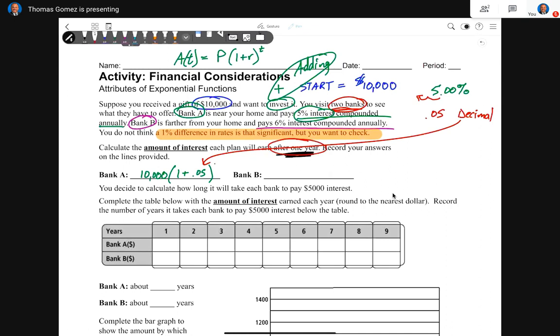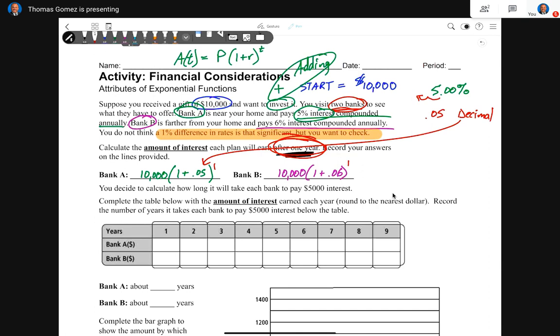So this is going to have 1, and now we're going to go to Bank B and set that one up. This one also is 10,000 because that's where you start from. 1 plus, but this one is 6%, so it's going to be 0.06. And it's also going to be raised to the power of 1 because, again, we're looking for after 1 year specifically.